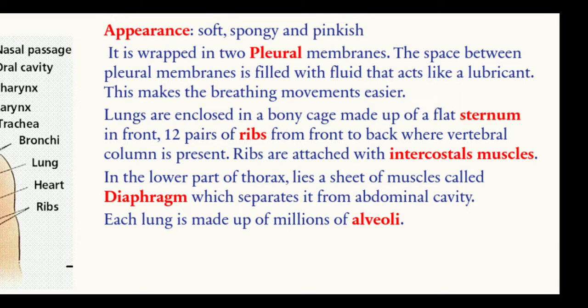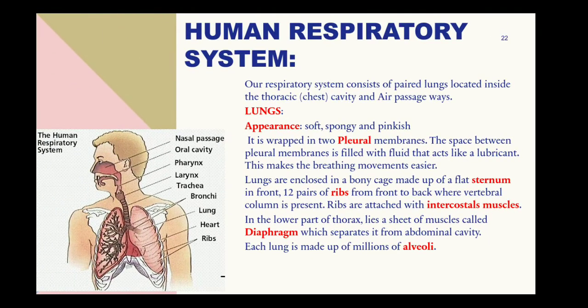So the name of the muscles is intercostal muscles, which are attached to the ribs. In the lower part of the thorax lies a sheet of muscles called the diaphragm. We have already seen the diaphragm in the previous diagram, which separates it from the abdominal cavity. Each lung is made up of millions of alveoli.